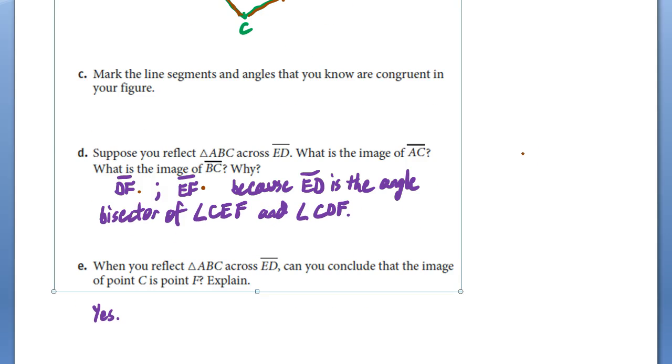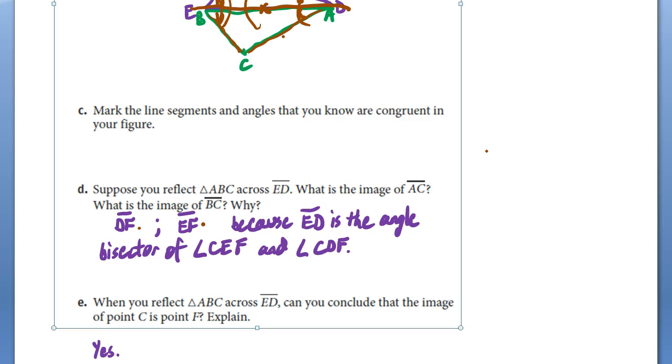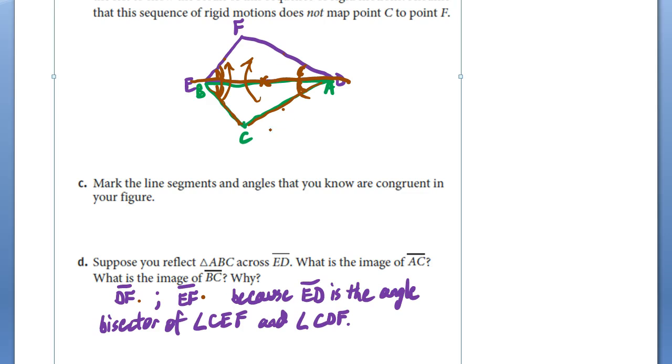When you reflect triangle ABC across segment ED, can you conclude that the image of point C is point F? Can we conclude that the image of that dot is that dot? And the answer is yes.